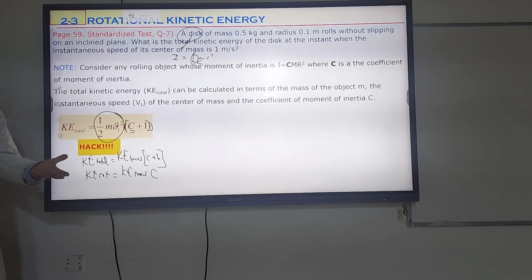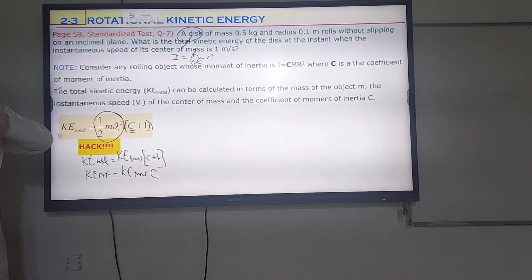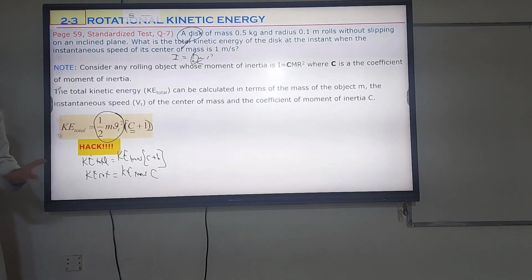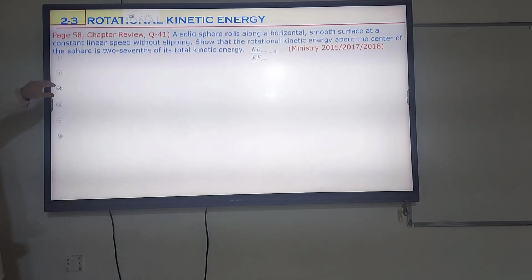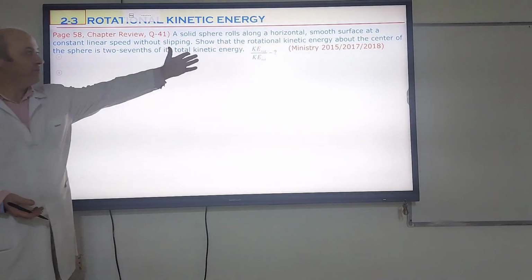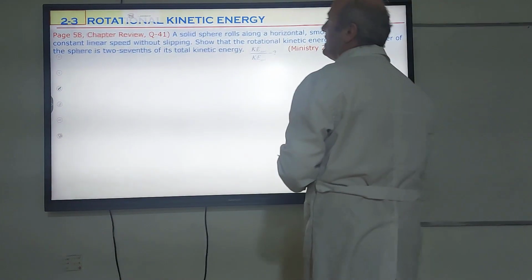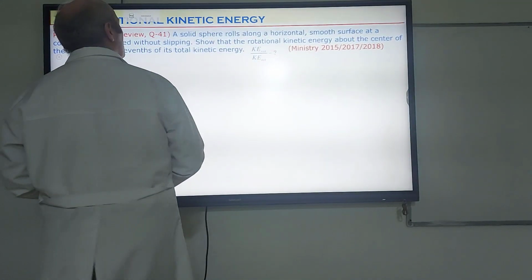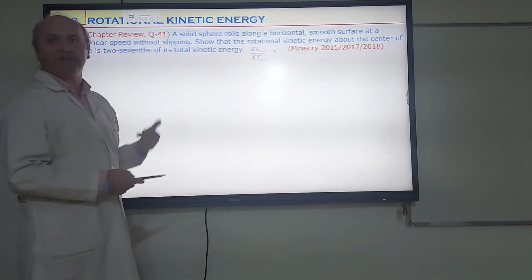Everybody knows translational kinetic energy is 1/2 mv squared. So it's easy. It's not involved with the rolling case, so we can get it very easily this way. For example, this question: A solid sphere rolls on a horizontal smooth surface at a constant linear speed without slipping. Show that the rotational kinetic energy about the center of the sphere is 2/7 of the total kinetic energy.